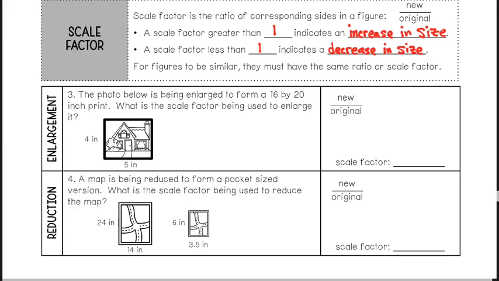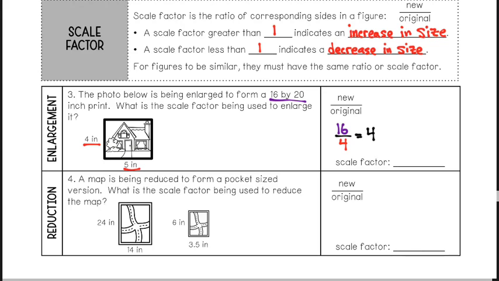So I start out, and I take my information, and I notice that this number 16 and that number 20 are my new numbers, and this number 4 and that number 5 are my original numbers. So I would say that this one is going to be 16 divided by 4, because 16 corresponds with 4. And when I do 16 divided by 4, I'm going to get 4.